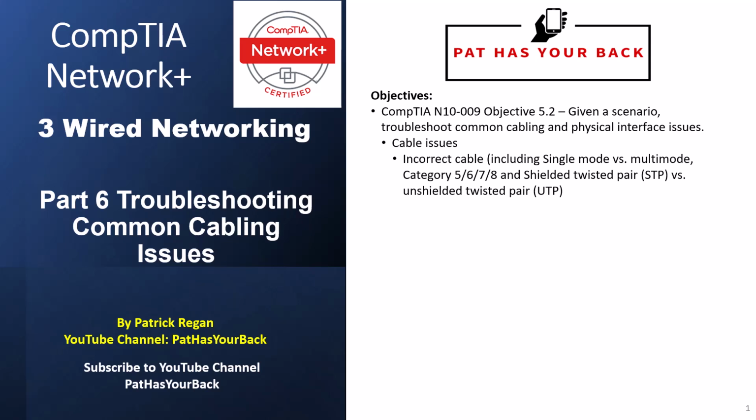Hi, I'm Patrick Reagan. Wired Networking Part 6, Troubleshooting Common Cabling Issues, will discuss how to isolate cable problems, including looking for loose and improper network cable connections, and to look for and troubleshoot physical damage to network cables. It discusses cable troubleshooting tools, checking for exceeding maximum lengths of cables, poor cable quality, and incorrect cable types.